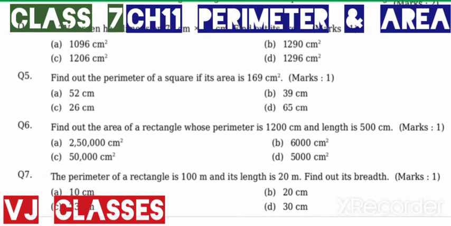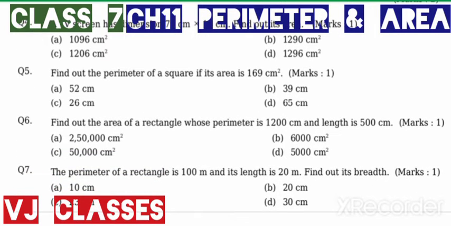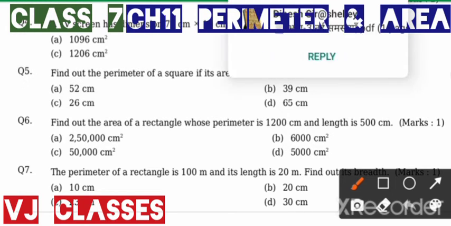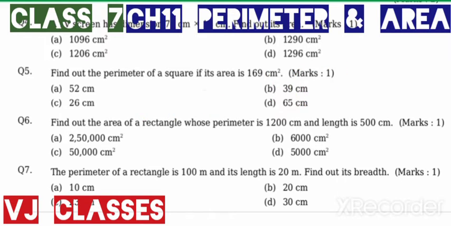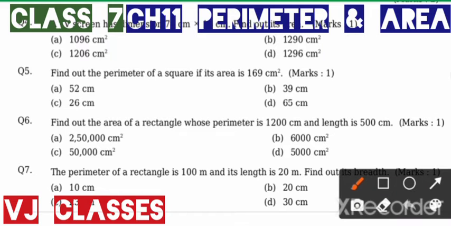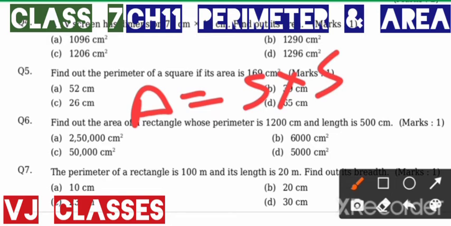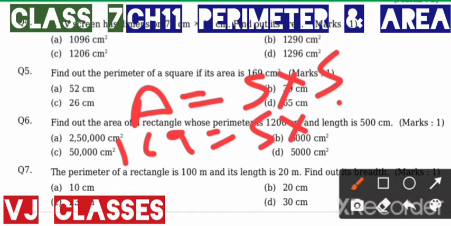Fine. Now fifth question, find out the perimeter of a square if its area is 169. Square area, I know it is what? Area of a square is, 169 is given. Let's write again. Area of a square is what? Side into side, and its area is given 169, and side multiply side.